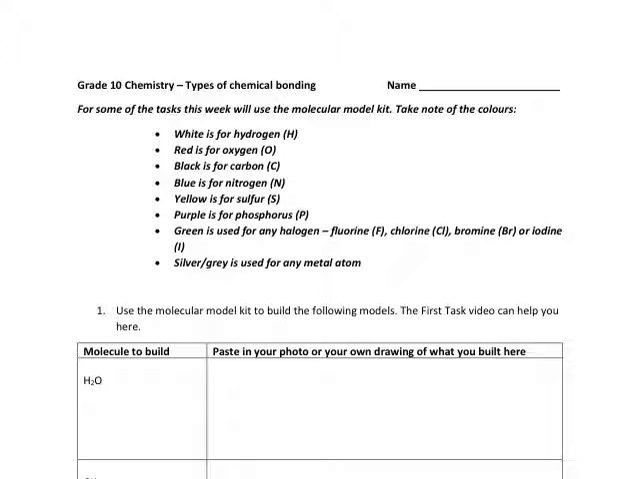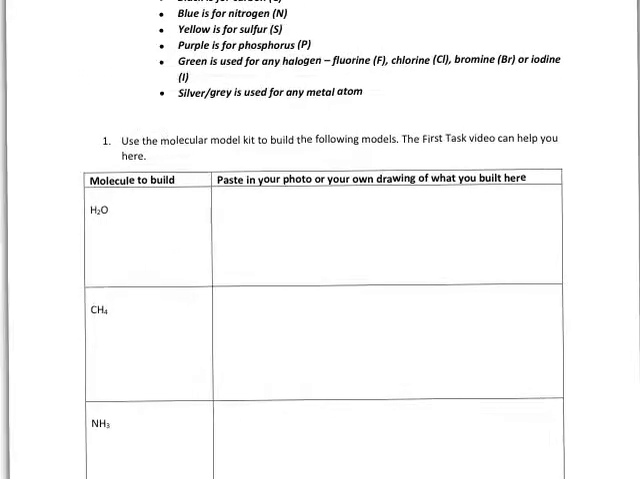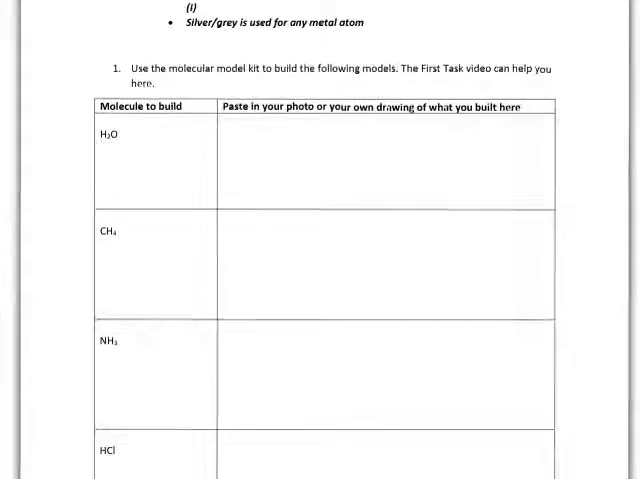If we just go down to the first question, what we're aiming to do here is to have a go at actually building the model. So for instance, to build H2O, you'll need to find two hydrogen atoms. Remember, they're the little white balls, and one oxygen atom, which is the slightly bigger red ball, and then join them together. And when you've built it, you'll be able to actually draw what you've built.